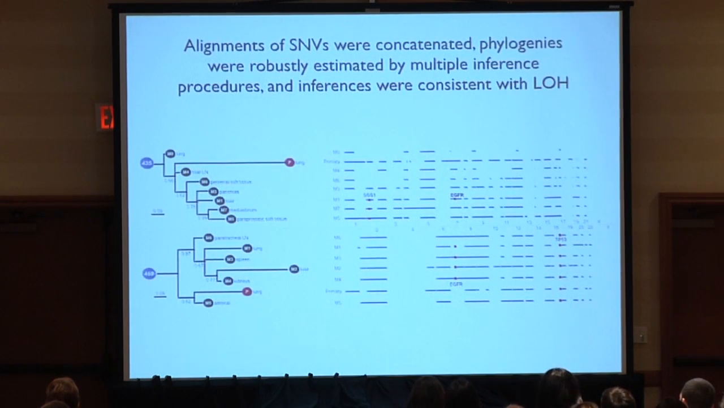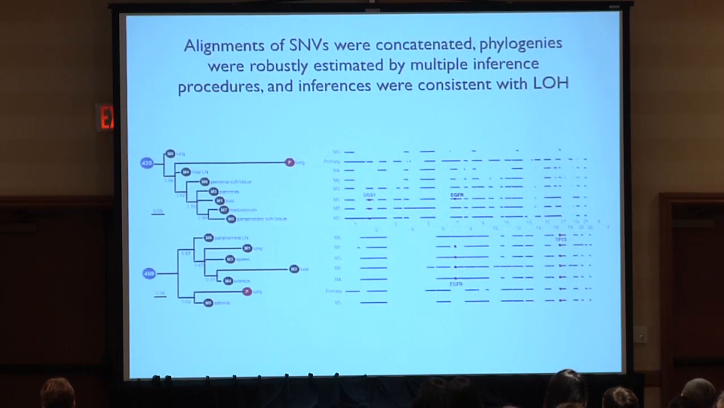All right, so we conducted alignment of single nucleotide variants. They were concatenated. We made phylogenies robustly estimated by multiple inference procedures, and the inferences were consistent with loss of heterozygosity, for those of you who know this. And so these are the first two phylogenies. I'm not going to go through them in detail. I really don't have time to do that, but you can see here there's a primary tumor in the lung. We also had metastases in the lung, in the lymph node, the peritoneal soft tissue, the pancreas, the liver, the mediastinum, and that is actually the paraprostatic soft tissues. So a lot of different metastases.